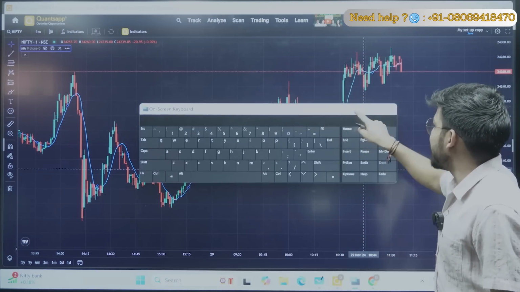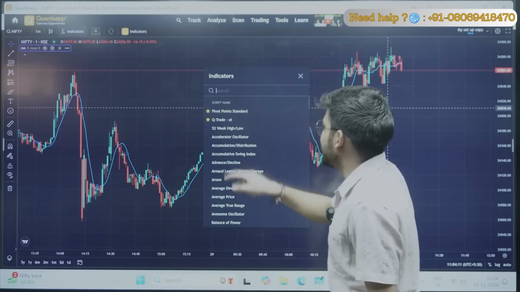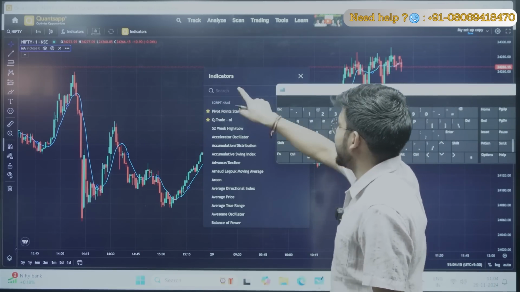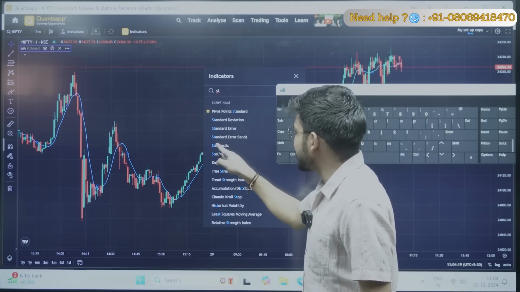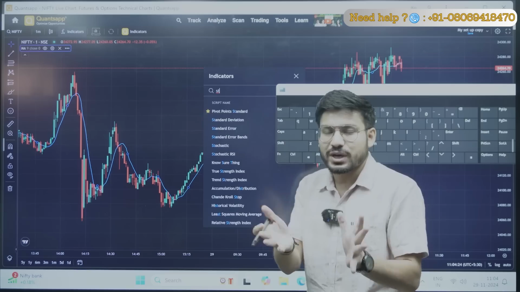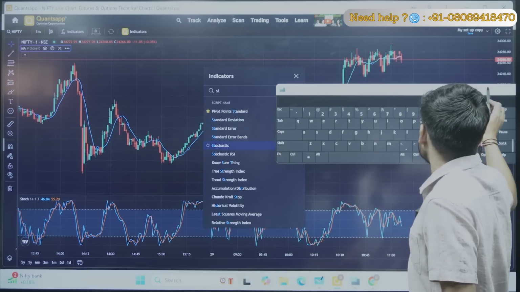Now the second indicator that I have to use is my stochastic. So I will just type here stochastic. You can see this is my stochastic. You don't have to use the stochastic RSI, as it is a combination of stochastics and RSI. I will just use the stochastics. So I have applied my stochastics.